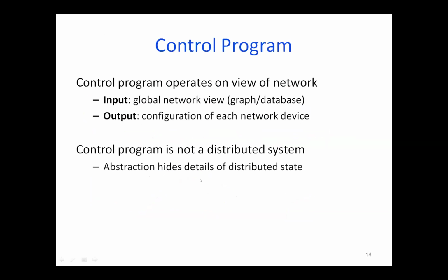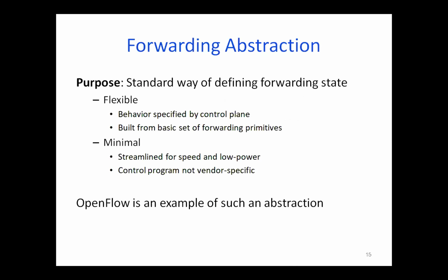The control program operates on a view of the network. The input is the global network view, where graphs or databases are there, and the output is the configuration of each network device. So the control program is not a distributed system. The abstraction hides details of distributed state. And for forwarding abstraction, the purpose is a standard way of defining forwarding state that is flexible and minimal.